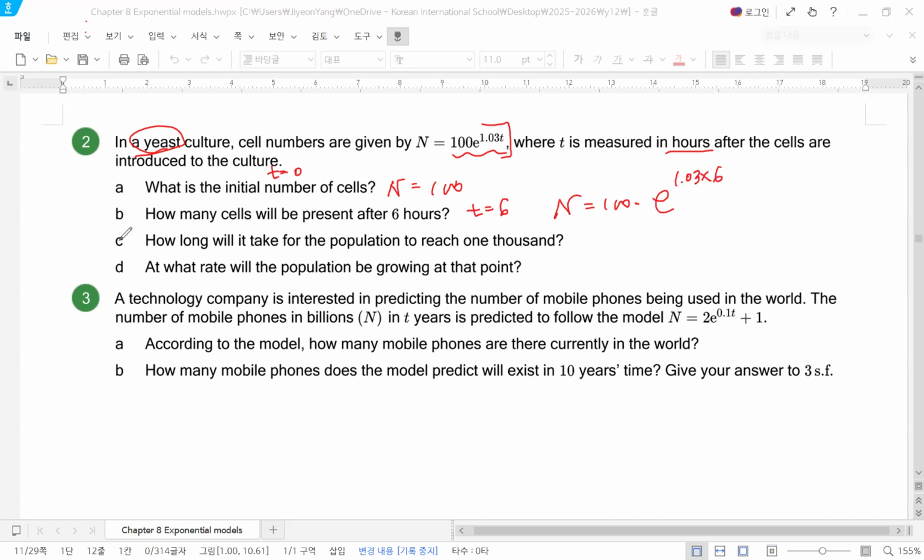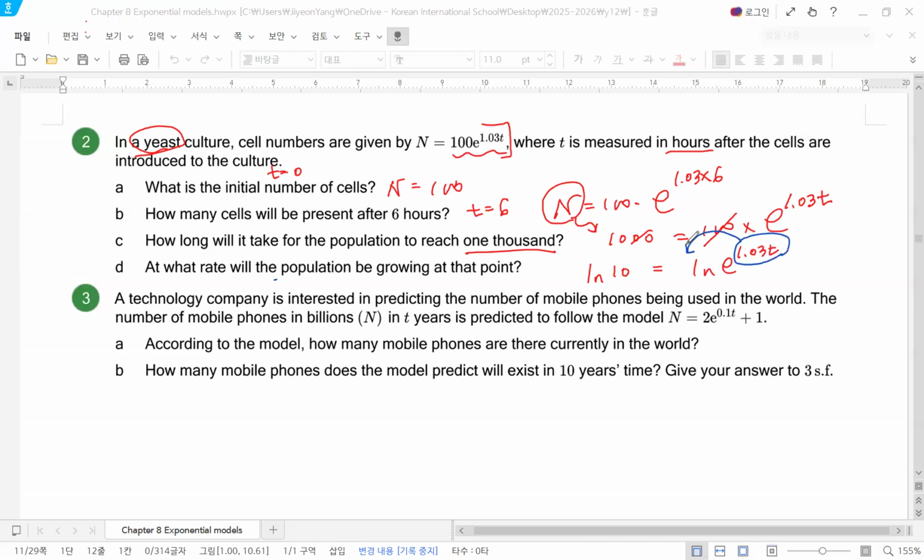Okay. And then C, how long will it take for the population to reach 1,000? So it means that the number of population reaching 1,000 equals 100 times e to the power of 1.03 times t. What you need to do is just solve this equation and cancel 100 and then put logarithm with base e. Thank you. So ln 10 equals ln e to the power of 1.03t. And please remember the rule. You need to put this one to the front.